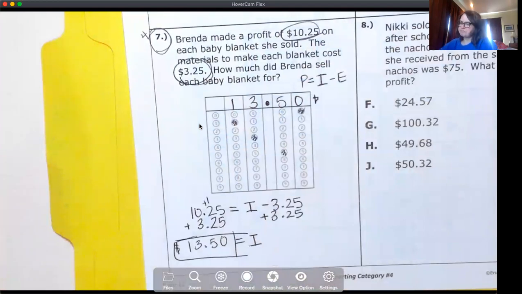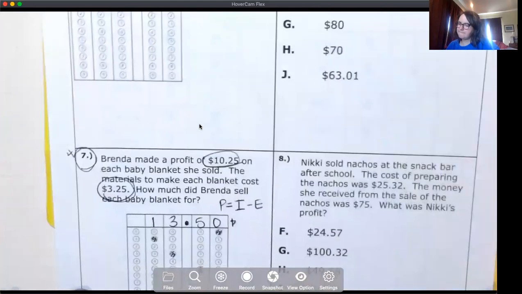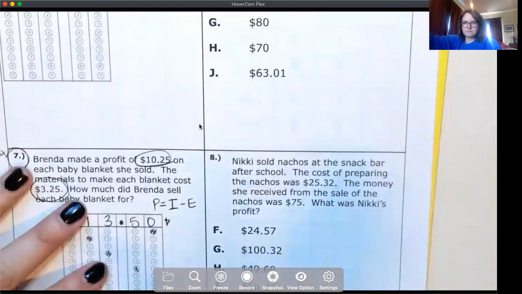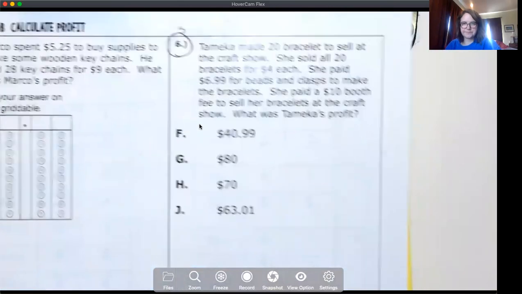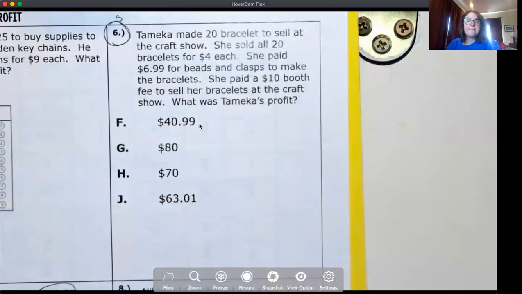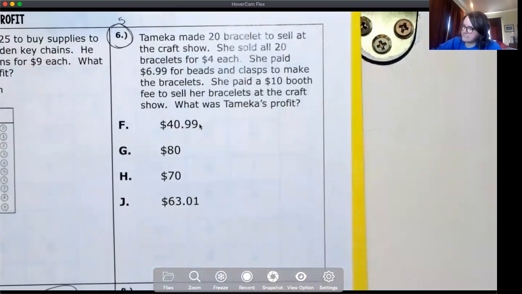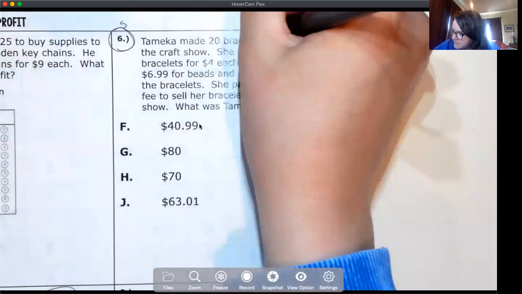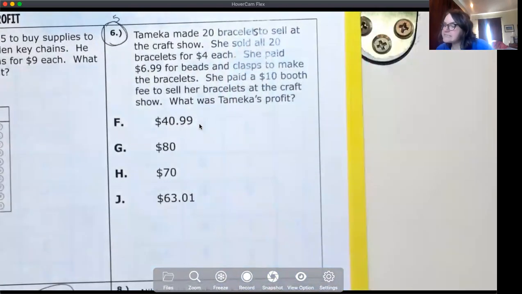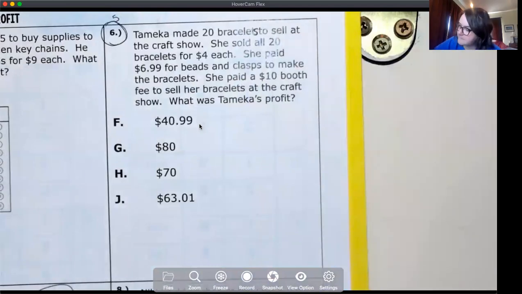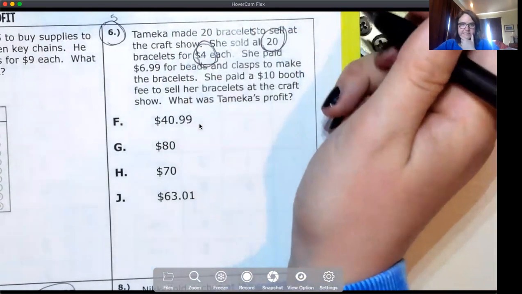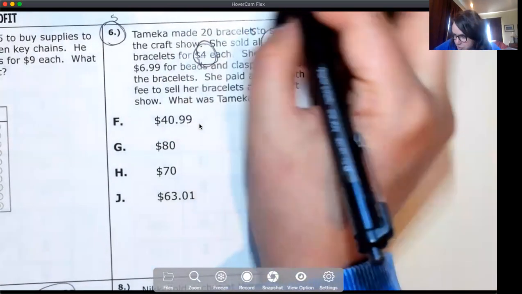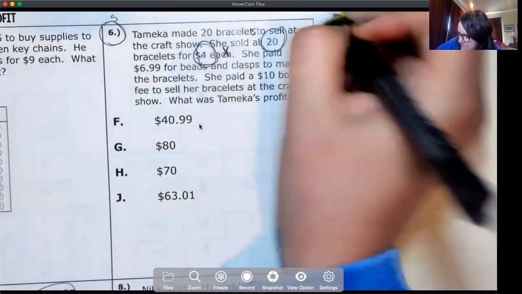Last one before I let you go. All right. Tamika made 20 bracelets to sell at the craft show. She sold all 20 bracelets for $4 each. If she sold all 20 bracelets for $4 each, that would be her income.